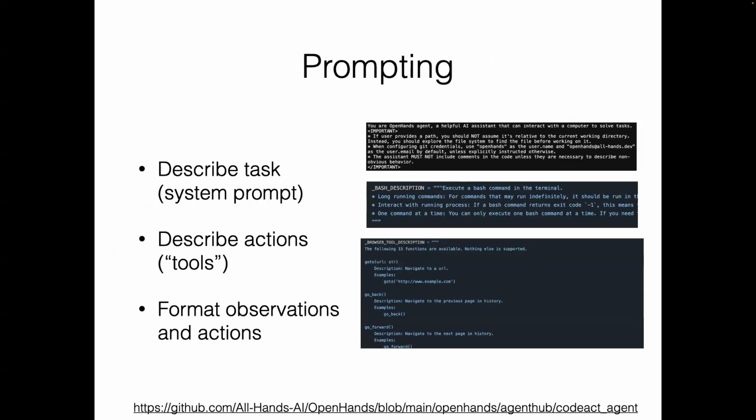To prompt a model, you have three main things. First, you again have this notion of a system prompt that we talked about in the prompting lecture. This will just describe the task. It'll say, you are an agent. This one says you are an OpenHands agent. And then they have some important information, like if the user provides a path, you should not assume it's relative to the current working directory. Instead, you should explore the file system to find the file before working on it.